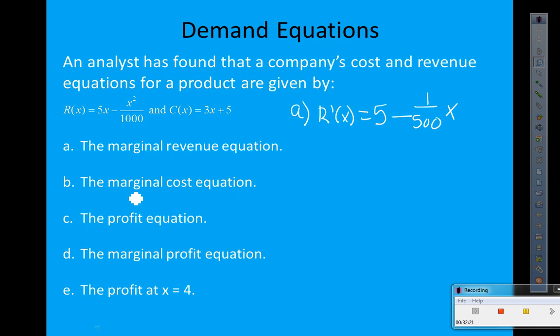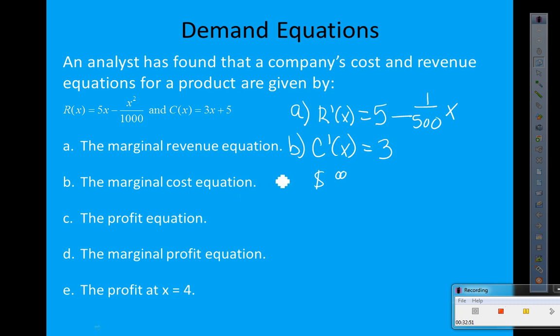Part B says find the marginal cost. So I'd like to find C prime of x. Well, if I find the derivative of 3x plus 5, it's just simply 3. What does that mean? It means it costs $3 to make every unit, no matter what. That's what that part means.